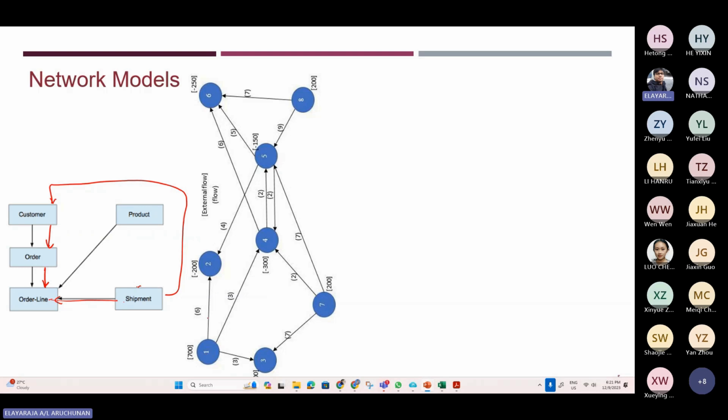So start from 1, 2. And then it just goes. You see the arrow coming out, it means a directed graph. So you're just moving towards 1, 2 or 1, 4, or 1, 3. So this is one of them. We call this a network model.